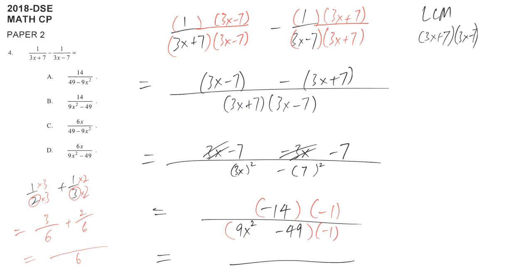So that's why the numerator is 14, which is our target. But this one will become 49 minus 9x squared. If you multiply negative 1, positive 9x squared becomes negative 9x squared. Negative 49 becomes positive 49. That's why they swap the position. The answer should be A, not B.